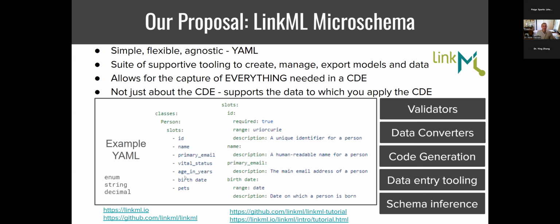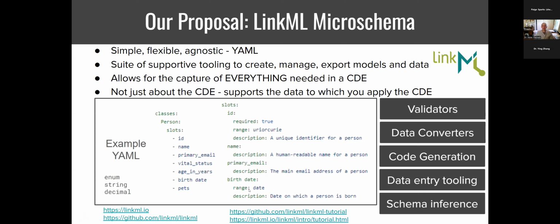You can also define these slots. And so this is some of these slots defined here, like the ID slot is required. It has a range URI or query, and here's the description, a unique identifier for a person. Birth date, every person has a birth date. The range is a date, and the description is date on which a person is born. Now, those are two different data types that can be used in LinkML. You can also have enumerative values. This is sort of like having a controlled vocabulary. You can have a string, or you can have a decimal.